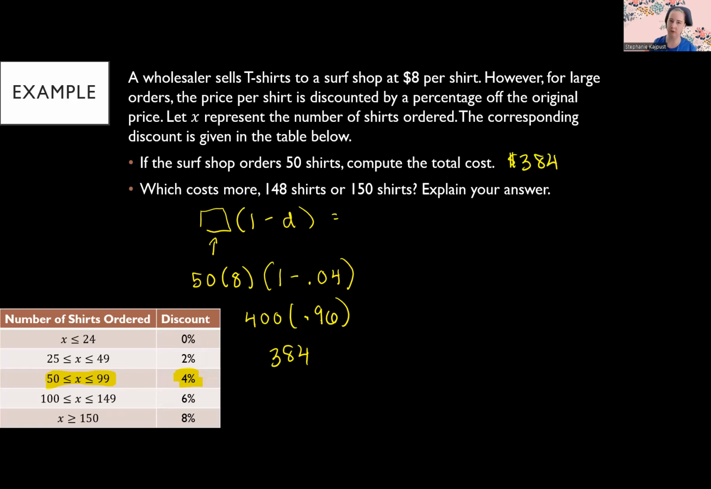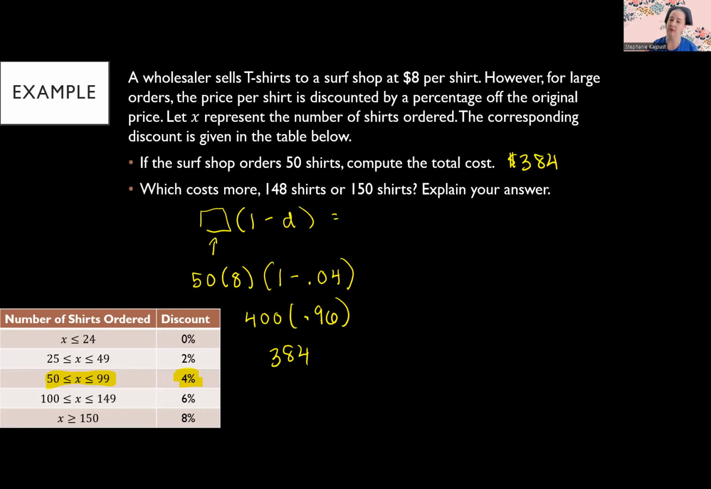So this doesn't involve an inequality at all. We're just finding how much this equals. We're just using our discount formula. We did have to do a little bit of extra work because we needed to find the total for 50 shirts, not just for one shirt at $8. And then we got that discount. So the total cost would be 384.